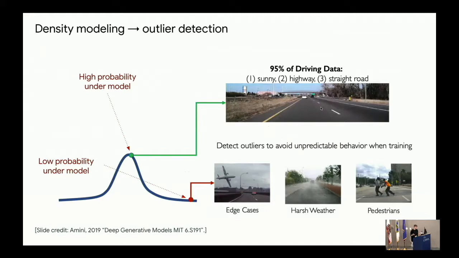So density modeling is also another way of performing outlier detection. Here you can imagine if you have a generative model of a data set of street images and you get some new image, you can look at the likelihood of that image under the model that you've learned and try to understand, is this a really likely event or a really unlikely event, and then use this in some other downstream application.